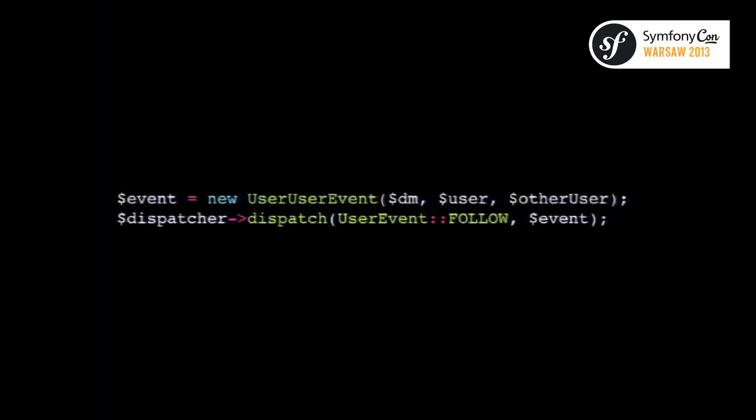Or let's say a user is followed, so you'd have another event class that extends user event. Perhaps you can think of a better name for it. So you'd have the document manager, the user, and then another user. And then the event name that you dispatch would be user.follow there.